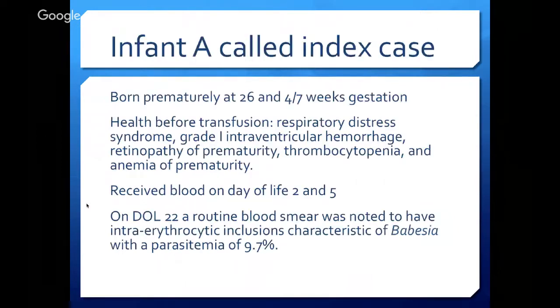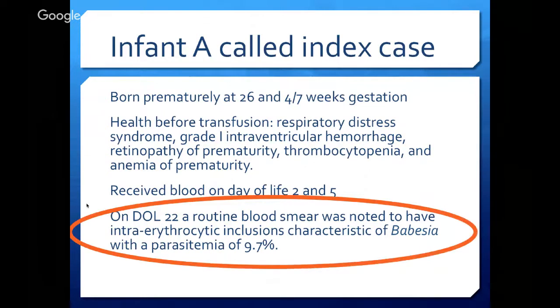So just to explain the first infant in a little more detail, can you imagine having a baby that's born prematurely at 26 weeks, 4 days of gestation with all kinds of medical problems, which are pretty typical for a newborn that's premature, like respiratory distress, hemorrhage, retinopathy, thrombocytopenia, and anemia of prematurity, and they require blood, which is fairly common, at day 2 and day 5.